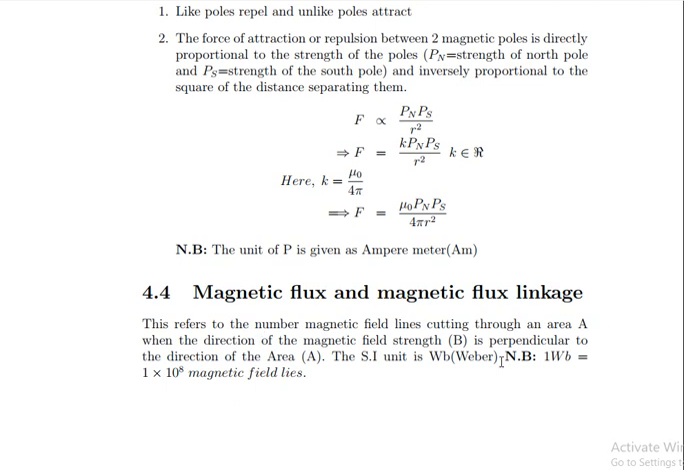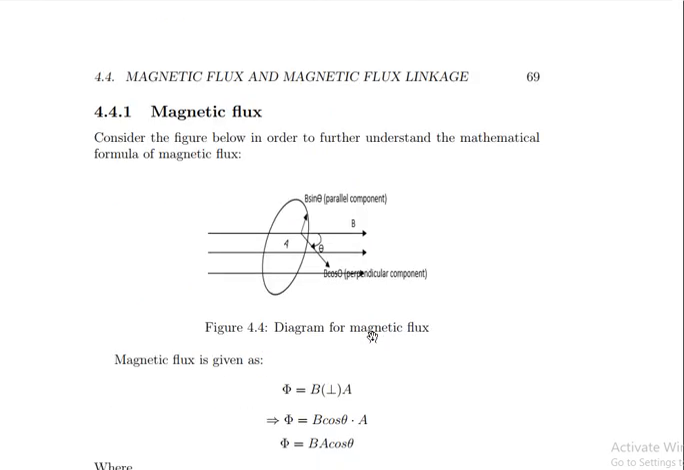Now you need to know that this magnetic flux is measured in Weber, and 1 Weber is equal to 1 times 10 raised to the power 8 magnetic field lines. Because the magnetic flux is the number of magnetic field lines, and it is measured in Weber, and this Weber is equal to 1 times 10 to the power 8 magnetic field lines. The magnetic field strength, which is B, is measured in Tesla.